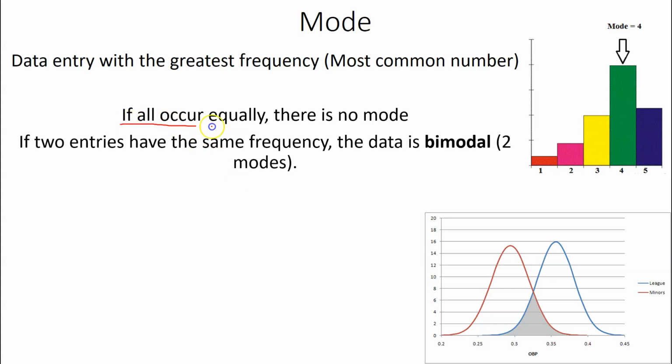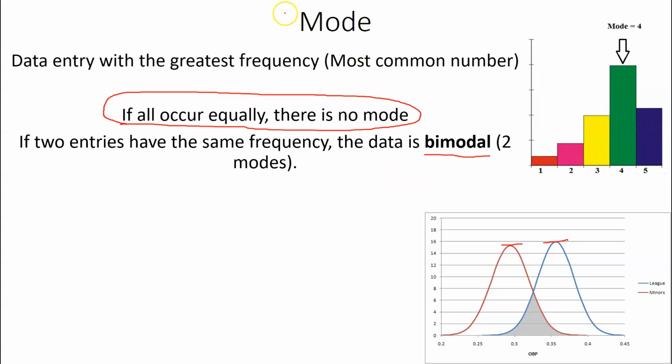It can be that you don't have any mode at all. If all occur equally, there will be no mode. Or if you have 2 that show up the same amount, it's called bimodal. You can have bimodal, you can have trimodal, you can have, I don't even know if you call it after that, quadmodal or something like that.